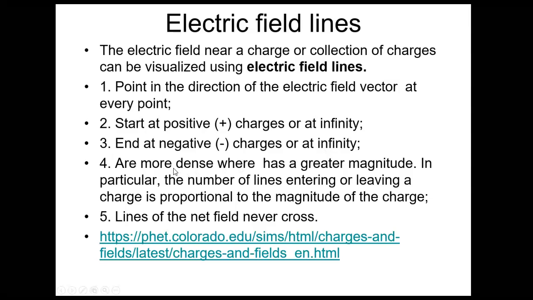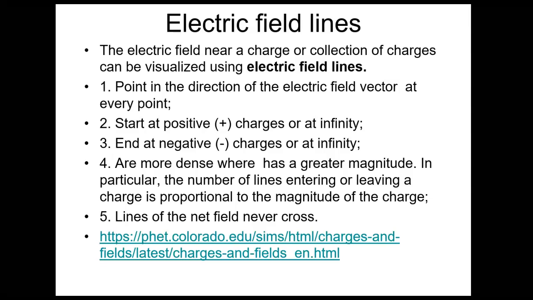Rule number four: electric field lines are more dense where the electric field has a greater magnitude. And by dense, I mean closer together. So if you're looking at electric field visually, the closer the electric field lines are to each other, the stronger the field is at that point. In other words, the more lines, the stronger the electric field there.